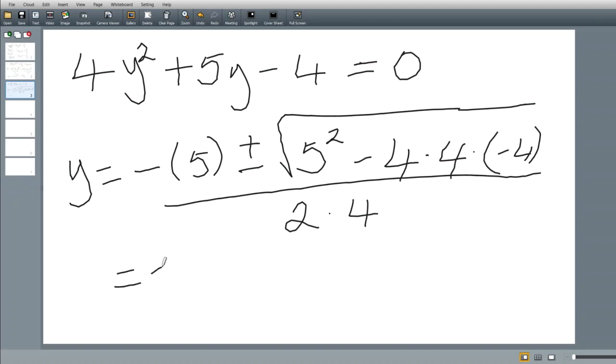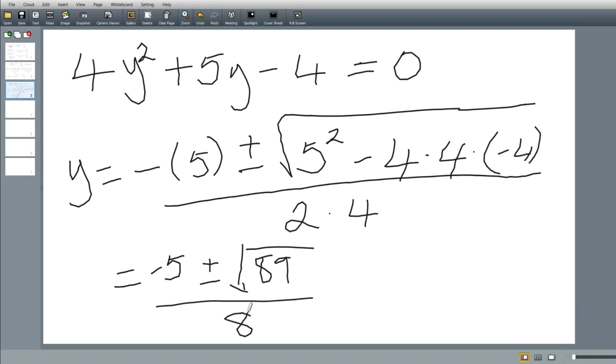Okay, so I have minus 5 plus or minus the square root. Here I have 25 minus 4 times 4 times minus 4. So I have 25. I need a calculator for that. Well, not really, but I prefer to use a calculator. Okay, I get square root of 89, and this is all over 8. Okay, so if you work it out again on your calculator, you could have done this in one step.